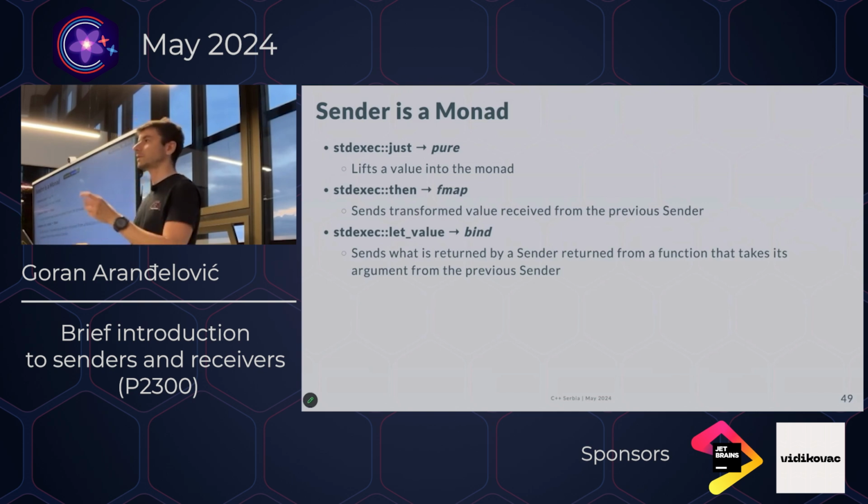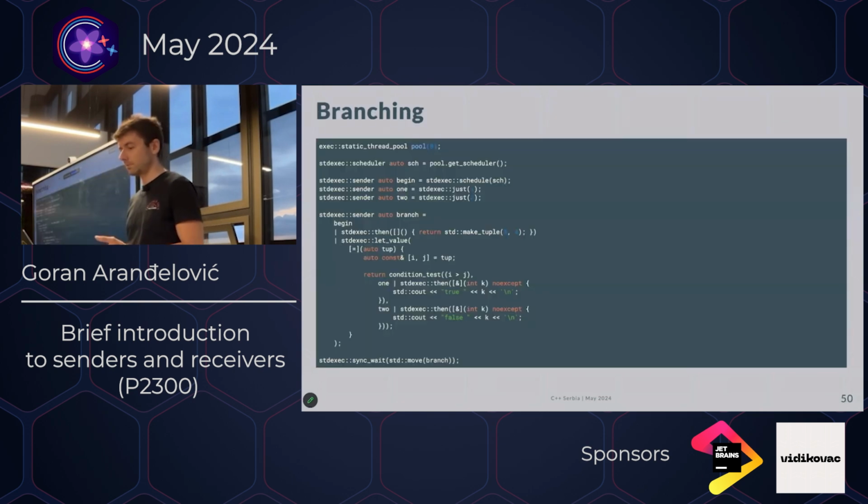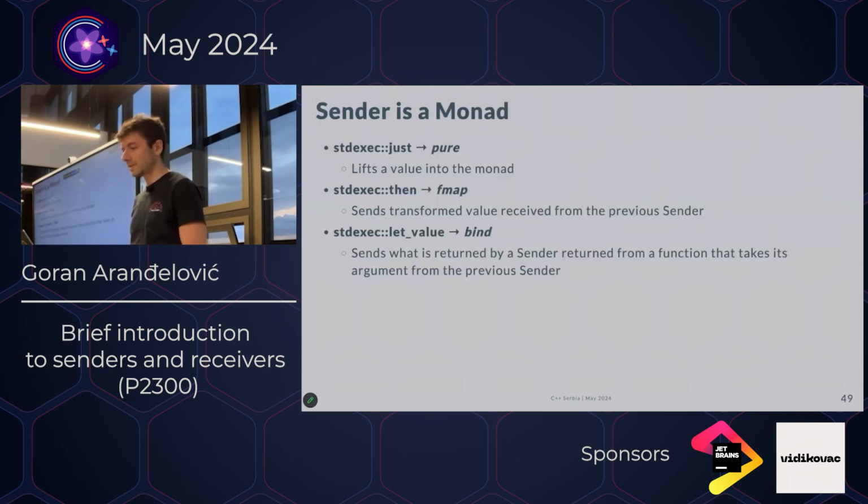So what you saw with that just function, we need to create a sender from a simple value. So basically, it's a pure function which will do the same thing for monads and lift it into a monad. Of course, then is just an fmap, and then let value is a bind.